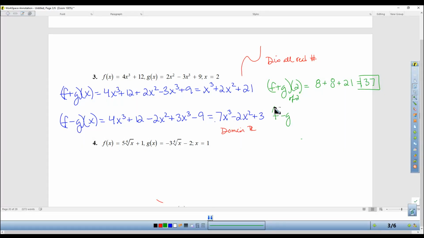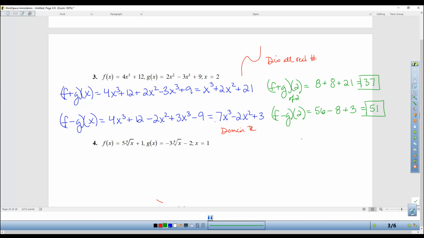f minus g of 2 is 2 cubed is 8 times 7 is 56. 2 times 4 is 8. Plus 3 is 59 minus 8 is 51.